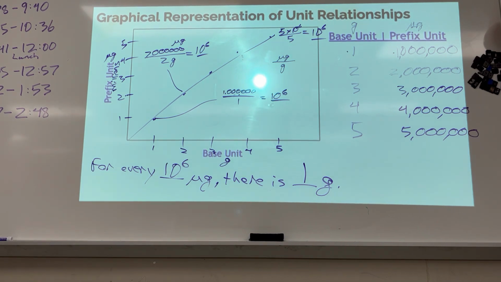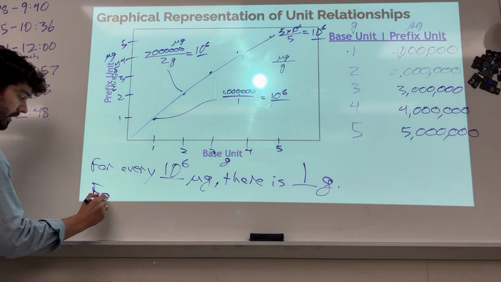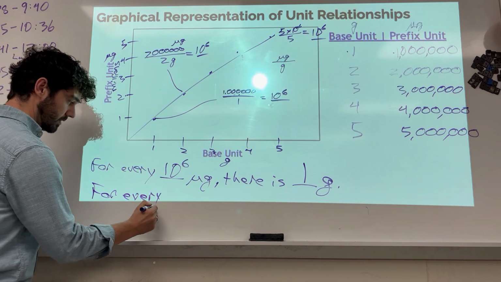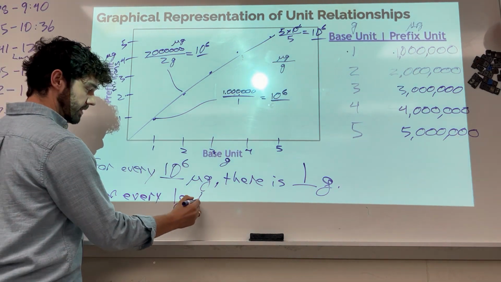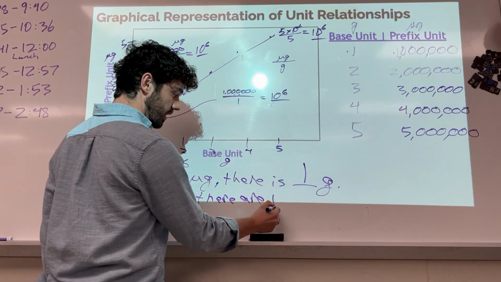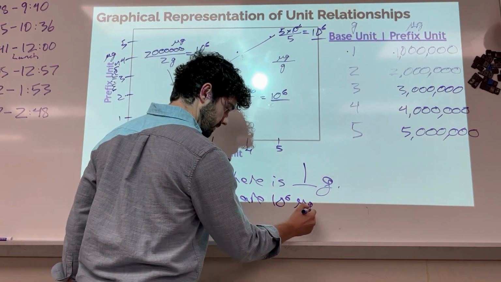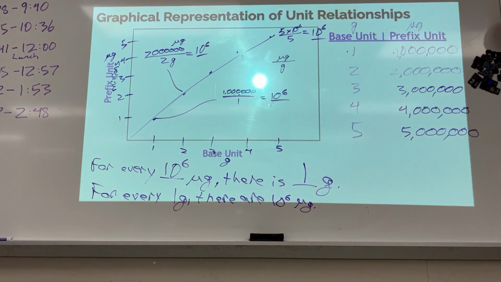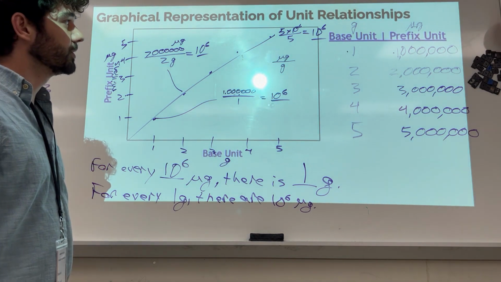Can I say it backwards and it's still true? Yes, I think so. For every 1 gram, wow, my handwriting is awesome, there are 1 million micrograms. Sounds right to me. Seems legit, okay? Great, so we're basically taking this ratio and putting it into words. Okay, so now, let's try something else.